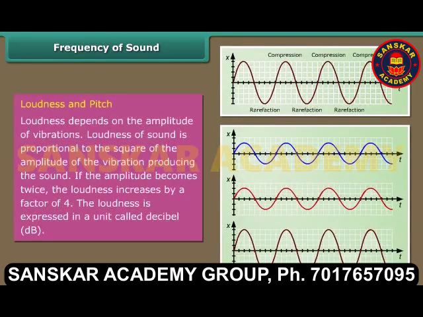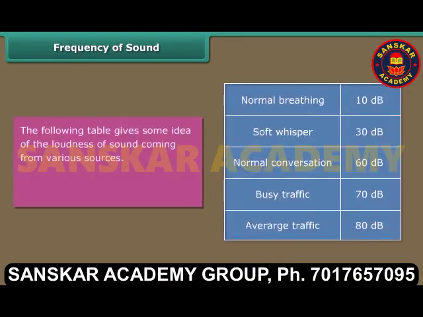Loudness and pitch. Loudness depends on the amplitude of vibrations. The loudness of sound is proportional to the square of the amplitude of the vibration producing the sound. If the amplitude becomes twice, the loudness increases by a factor of 4. The loudness is expressed in a unit called decibel, dB. The following table gives some idea of the loudness of sound coming from various sources. Above 80 dB, the noise becomes physically painful.